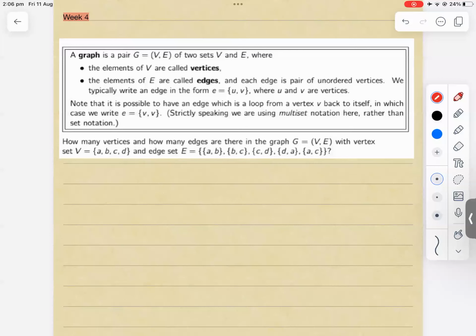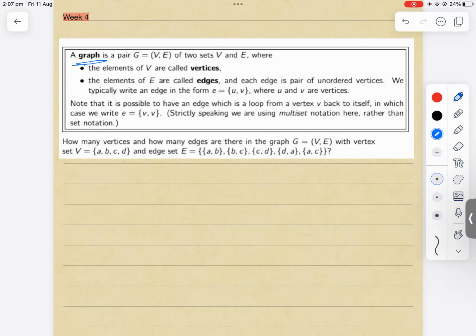All right, so week 4, and most of the workshop questions that you will see in your future workshops are mainly about the graph. So here is the definition of the graph.